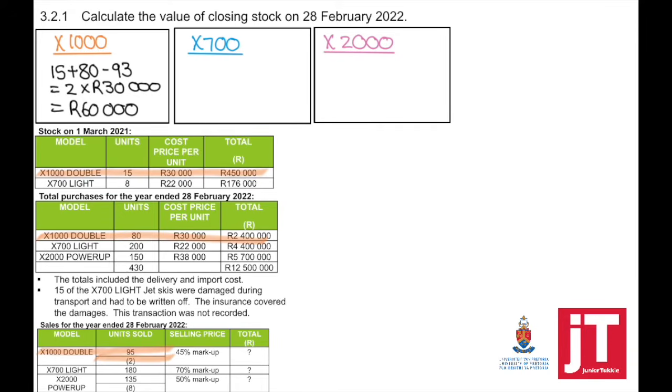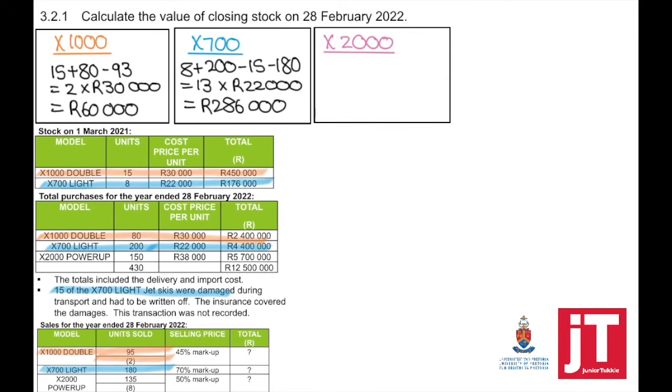If we look now at X700 Lite, opening stock plus the number of units purchased minus the damaged jet skis during the transport that needs to be written off, minus the number of units that were sold equals 13 units available times the cost.